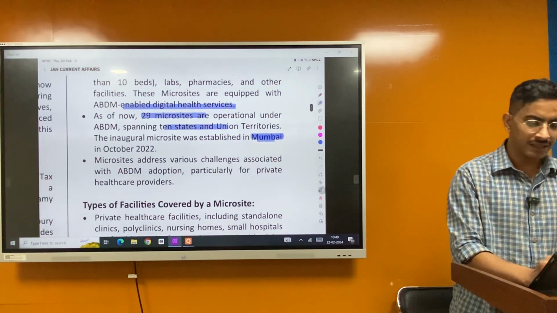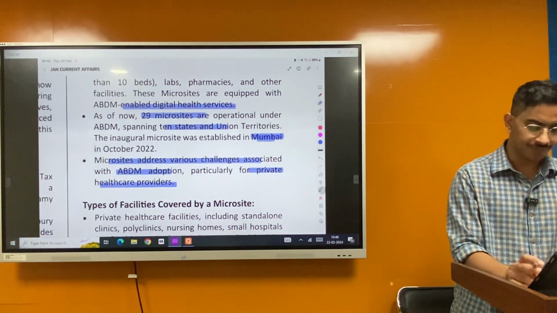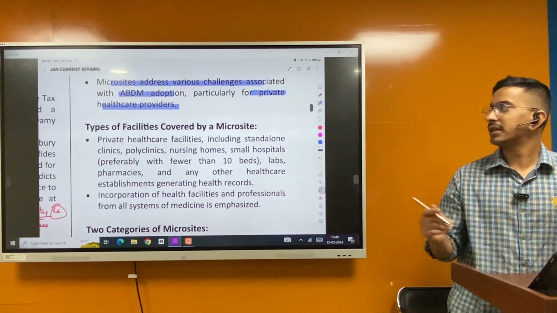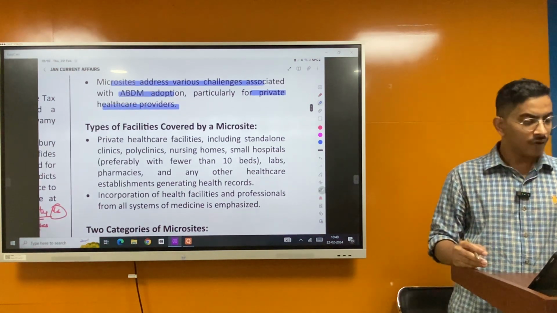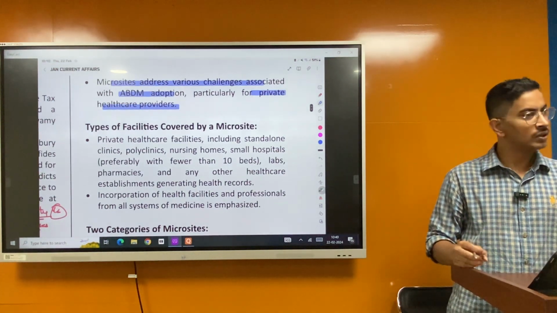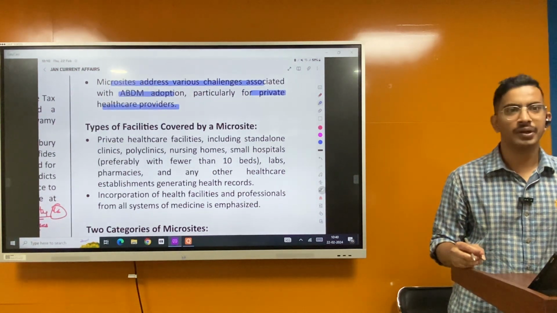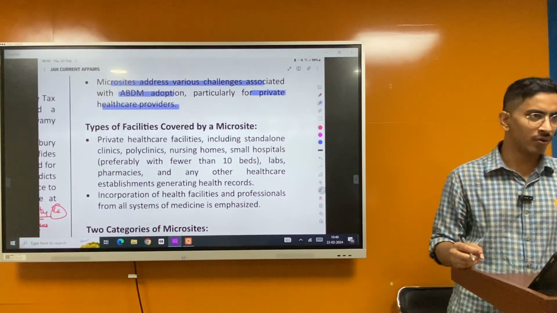So what does it address? Various challenges associated with ABDM adoption, particularly for the private healthcare sector. So see, you just have to remember that they have started with these microsites. And what does this act talk about? That's it. And if it is asked in mains, then you need to understand the problems, challenges, and way forward. You have to add on all those things.